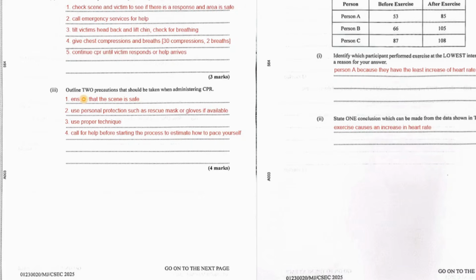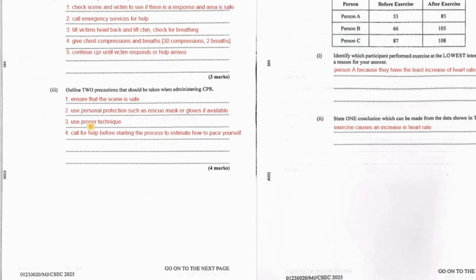Then number 3, outline 2 precautions that should be taken when administering CPR. So that very first one, ensuring that the scene is safe, so that while you are trying to be a good Samaritan, you don't end up being harmed while trying to help. Number 2, use personal protection such as a rescue mask or gloves if it is available.